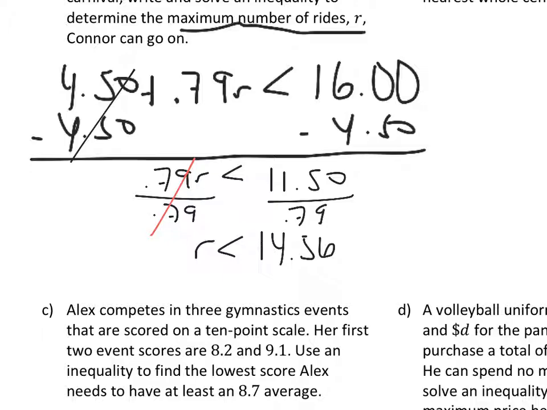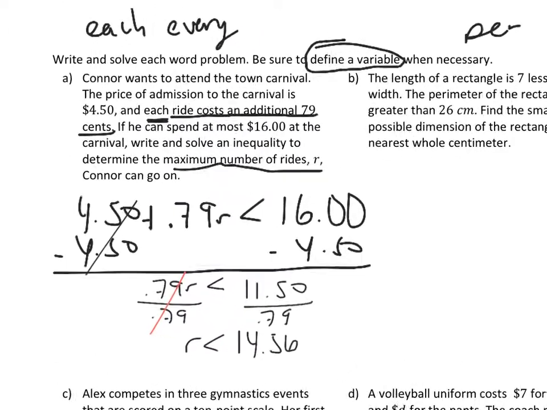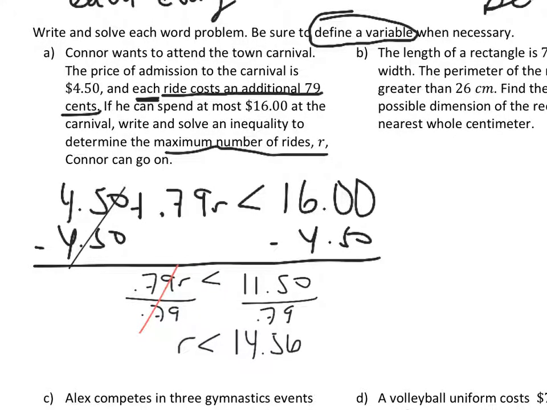So R was the number of rides. So if we go back to the story, Connor wants to go on rides. Maybe. But again, he has $16. So we need to know how many he can go on for sure or how many he can stay under. Because again, the inequality does not mean equals to. It means less than an amount. So R is less than 14.56. Well, you can't get on a ride at the carnival for 0.56 of the ride. They won't do that. So we're going to cancel that off. So it sounds like R is less than 14.